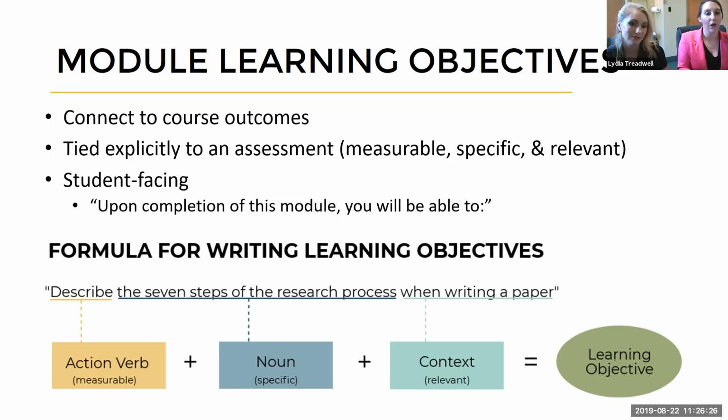And then that last part is the context. When are they doing this? How are they doing this? To what degree are they doing this? So if you cut it off at the 7 steps of a research process, that could mean a lot of different things in a lot of different scenarios and at a lot of different levels. But when we contextualize it when writing a paper, that makes it much more clear to the student and to the assessor exactly what needs to be accomplished.